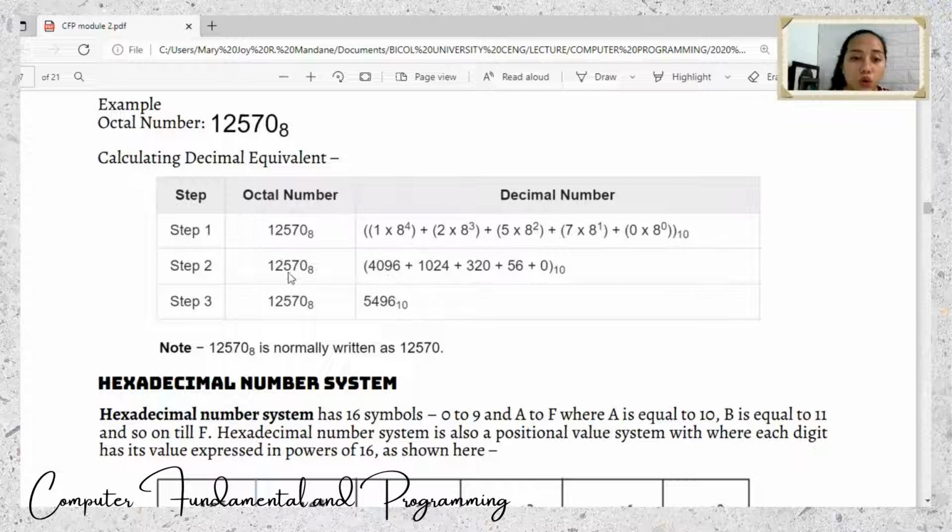Okay, so if we multiply and add all of these, it's equivalent to 5,496 sub 10 for the decimal number. Okay. So note that 12570 sub 8 is normally written as 12,570.